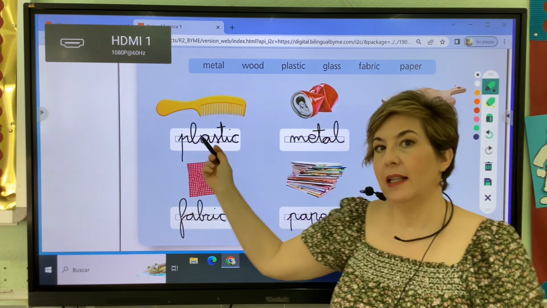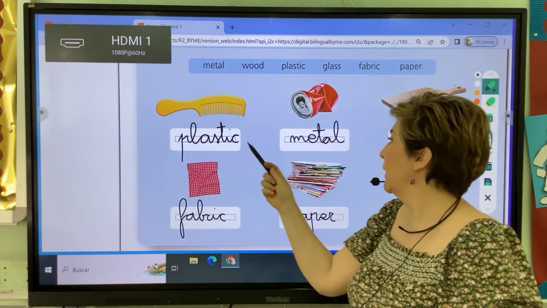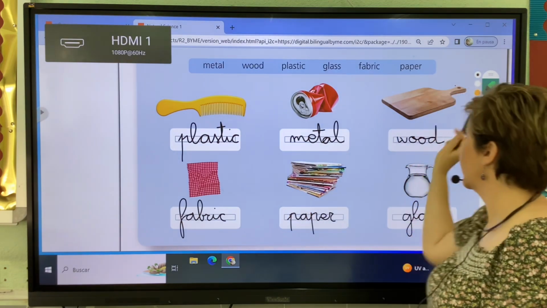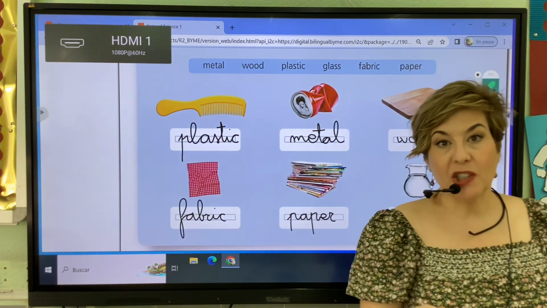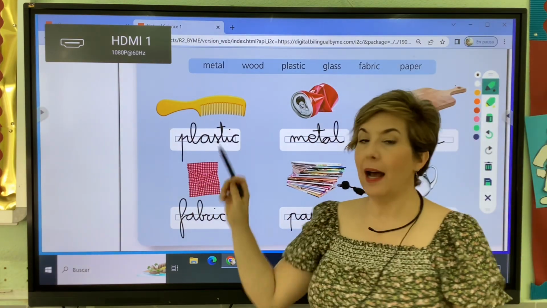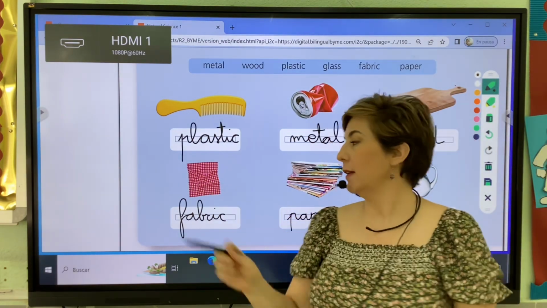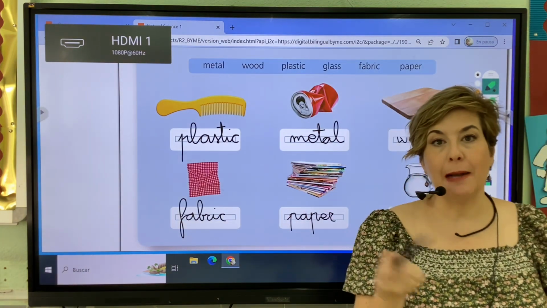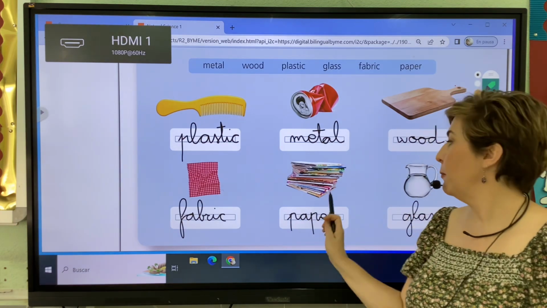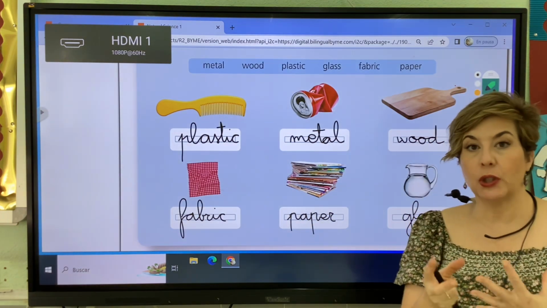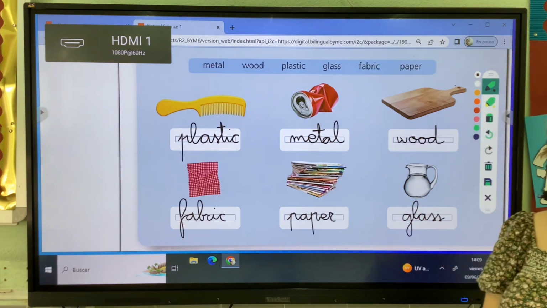A comb is made of plastic. A can is made of metal. A kitchen board is made of wood. A kitchen cloth is made of fabric. Newspapers and magazines are made of paper. And a jug that we use for water is made of glass.